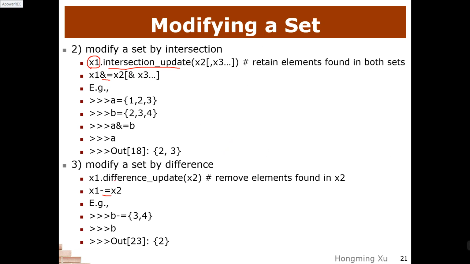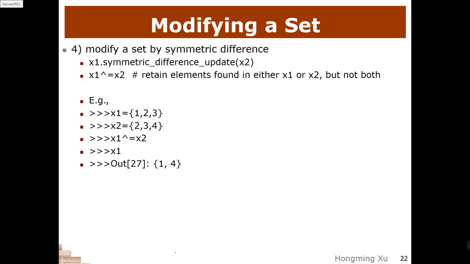Also, we can use the difference update to modify the elements in x1, or use this augmented operator, x1 minus equals x2. These are examples. If we have the B set here, we can use B minus this set, and the output B will be 2. We can also modify a set by symmetric difference. We just need to add the update.